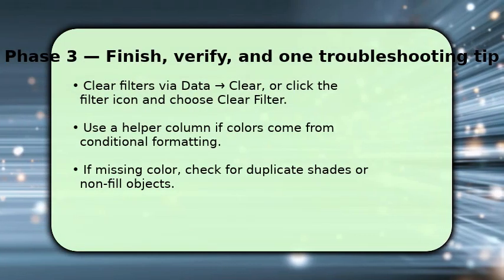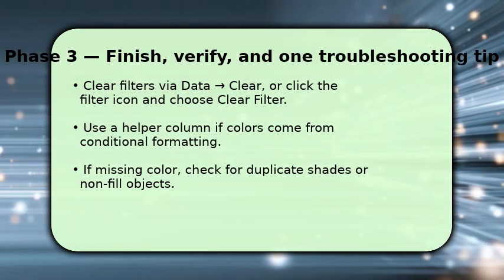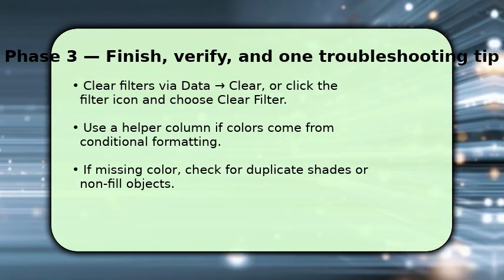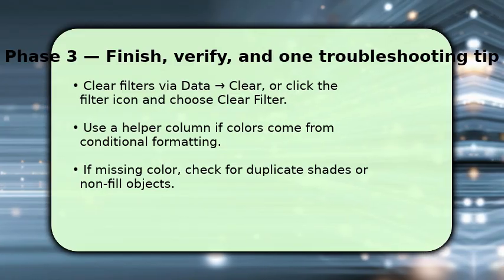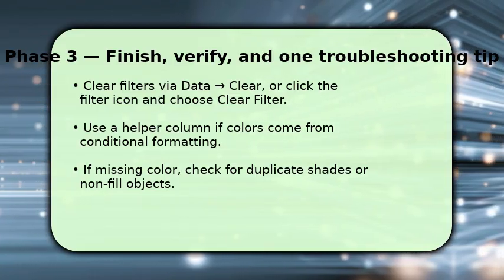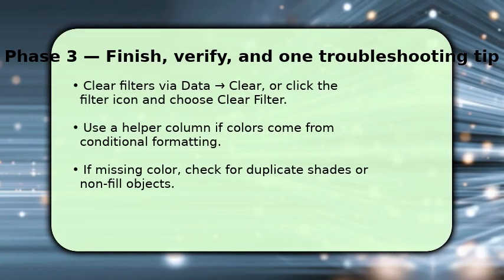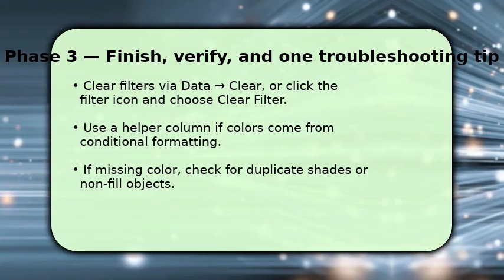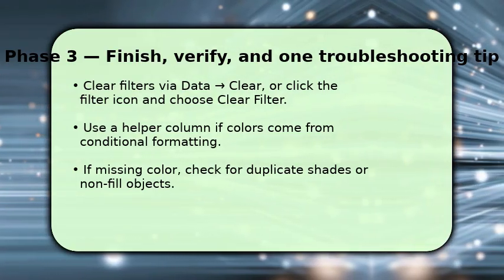To finish, clear or modify filters as needed. Data > Clear removes all filters, or use the drop-down to change the color. If colors were applied by conditional formatting and don't appear in Filter by Color, create a helper column that returns a value based on the same rule, then filter that column instead.